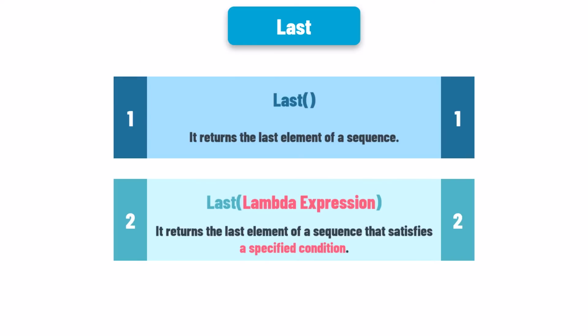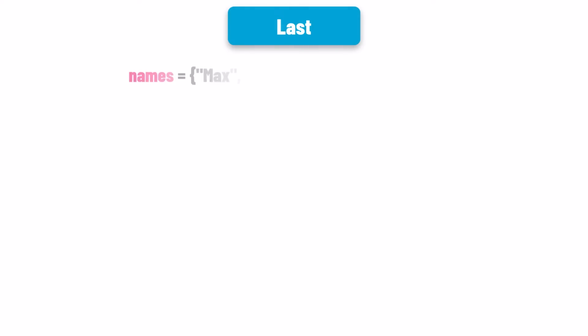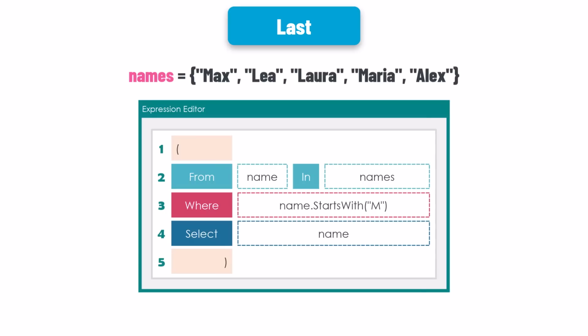Let's check the following simple query to understand them better. Suppose I have the following string array, that contains different names. I have this query to get only the names, which start with letter M. The result of this query is the following sequence. Using the Last method after the query I will get the last name from the sequence.